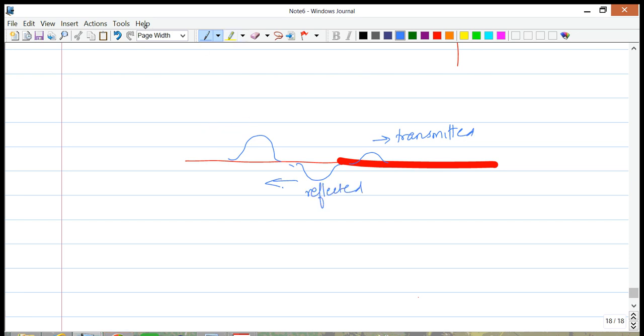Now on the other hand, if you have a wave that is moving from the denser string to the low density string, and there was a pulse moving from here, then at the boundary there will be a transmitted wave that goes through, and there will be a reflected wave as well, but in this case the reflected wave will not get inverted. It will simply be reflected without any inversion.